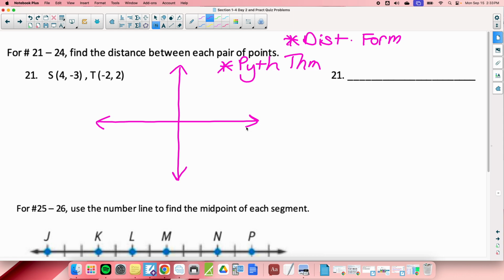If you do this the day of the quiz, you're going to just grab a sheet of graph paper, plot the 2 points, and make the triangle. So if we look here, it's 4, -3. Do you guys all agree that's 4, -3? Okay. The next one is -2, so left 2, up 2 right here.